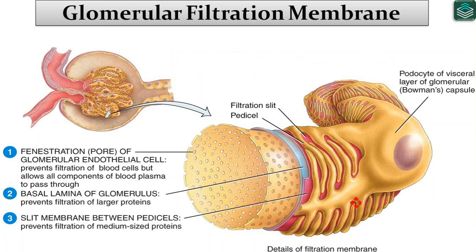The glomerular filtration membrane is formed by three basic layers. The first one is the glomerular endothelial cell membrane, which has pores that prevent the filtration of blood cells but allow all components of blood plasma to pass through. The second layer, above the glomerular endothelial cell, is the basal lamina of the glomerulus, which prevents filtration of larger proteins, and it is present between the endothelium and podocytes. The third layer, outer to the basal lamina, is the slit membrane, which is present between pedicels. Pedicels are the foot-like projections from podocytes. This membrane prevents the filtration of medium-sized proteins. So these three membranes together form the glomerular filtration membrane.